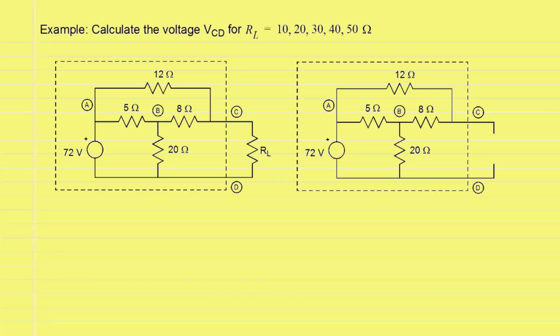Since we have to solve the circuit for multiple values of RL, we will keep RL outside the dotted box and everything else inside, and we have 2 terminals C and D coming out of the dotted box. Note that we have to disconnect RL and calculate the Thevenin equivalent of everything inside the dotted box. Therefore, we remove RL and show the circuit on the right hand side, for which we have to calculate the Thevenin equivalent.